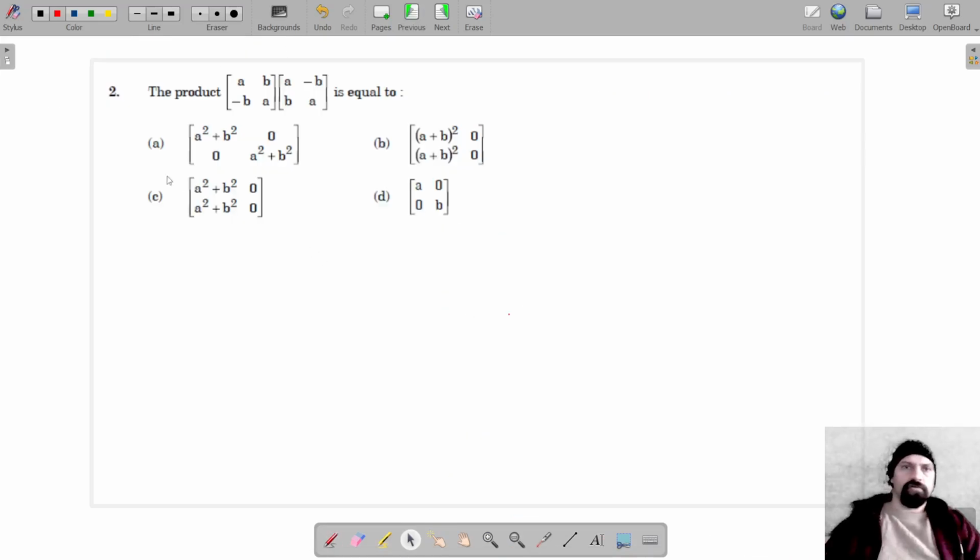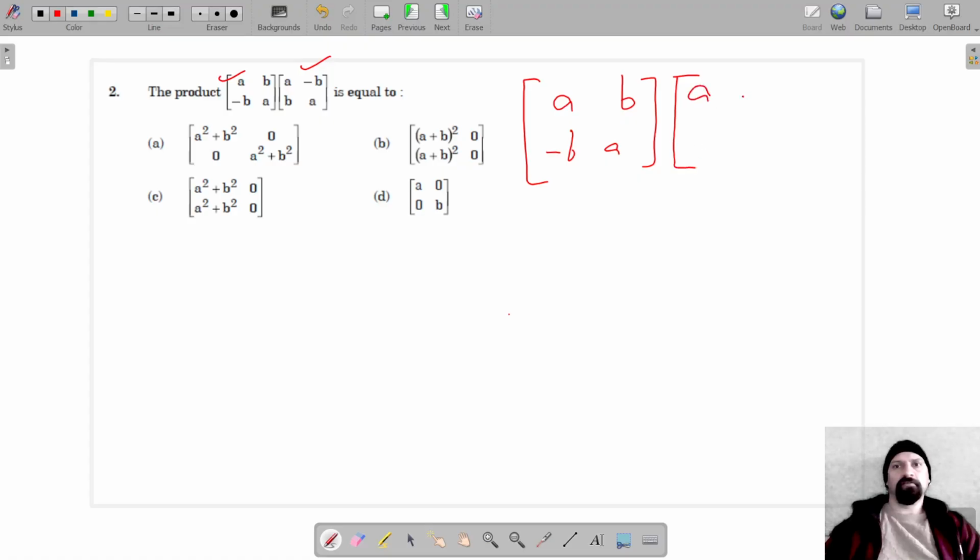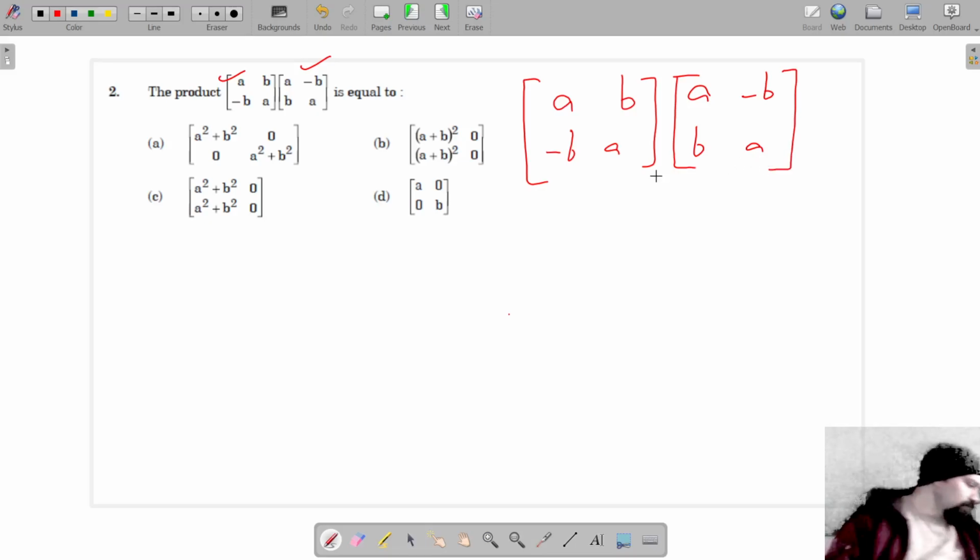So B is the correct option for this. Okay, for the second question, we have to find the product and choose the correct option. So the product of these matrices has the elements. The first one is A, B, negative B, A. This is the first matrix and it has to be multiplied with the second matrix. So A, negative B, and B and A.